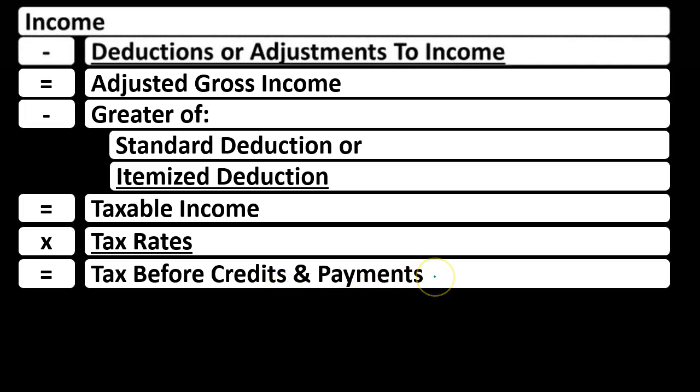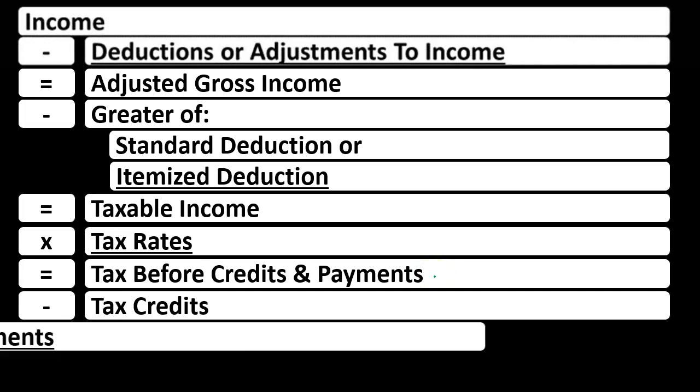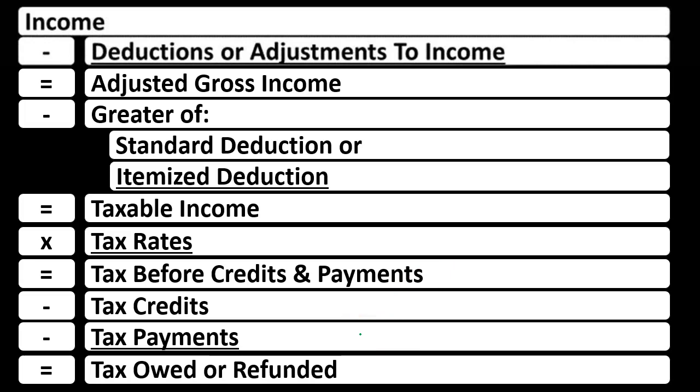So now we have the taxes before credits and payments. Then we'll subtract out the credits and the payments. And remember, most of the payments we make, if we're W-2 employees, have been made already. We've been making payments, but they've been taken out of our paycheck in the form of withholdings. And so those have all been paid. And that'll give us our end result, which will be the tax owed or refunded to us.